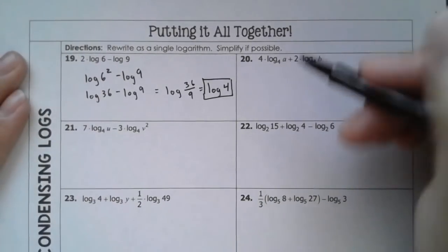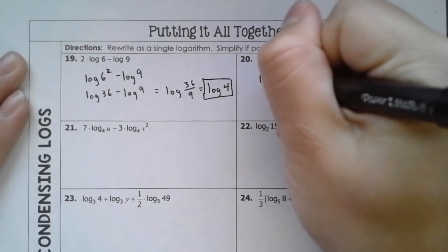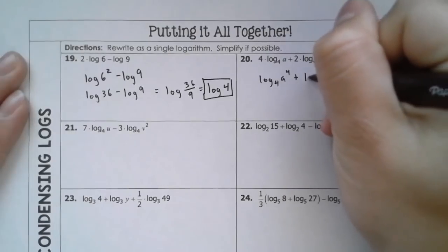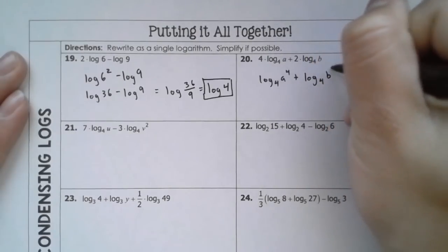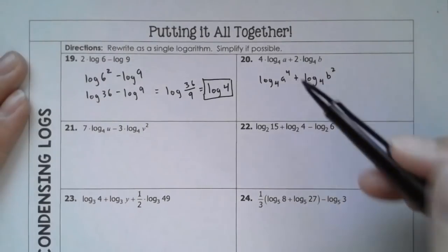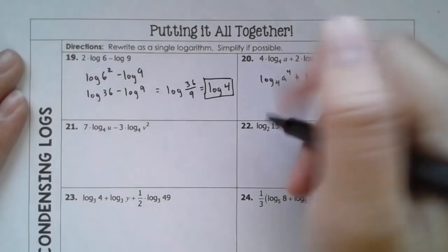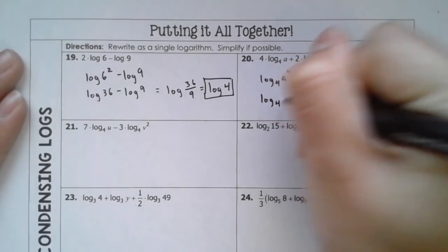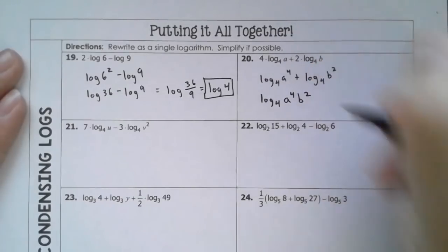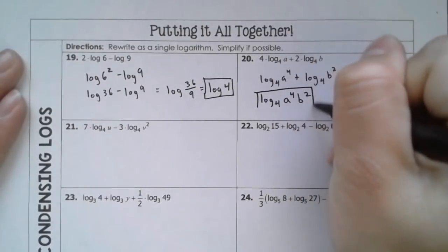Next one, I have 4 times log base 4 of a, so I write this as log base 4 of a to the 4th plus log base 4 of b squared. I move the 2 as the exponent for b. Then I have addition, so I can rewrite this. This is the product property, so I can have log base 4 of a to the 4th times b squared, and I can't combine further, so I'm done, or I can't do anything further from here.